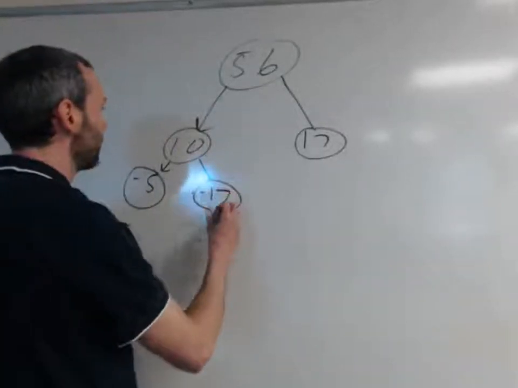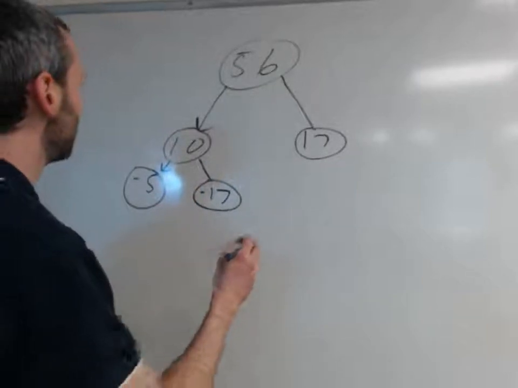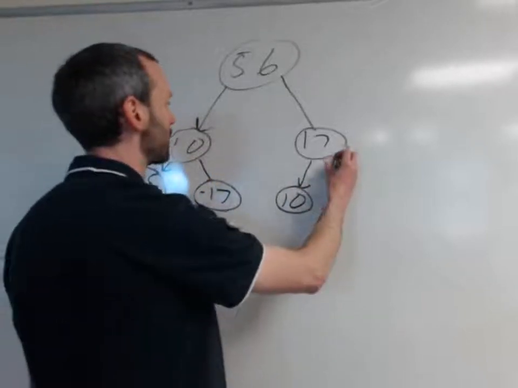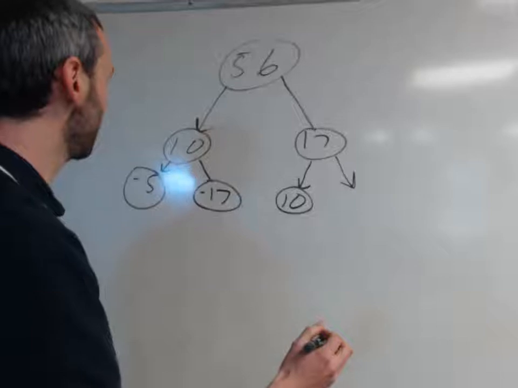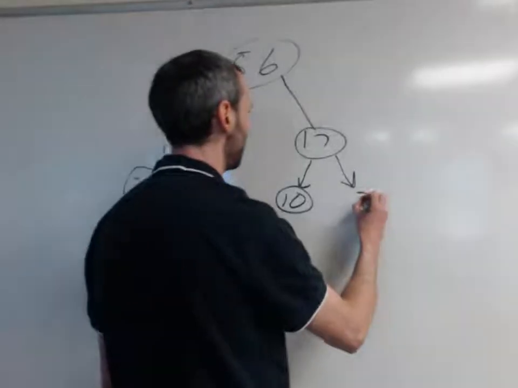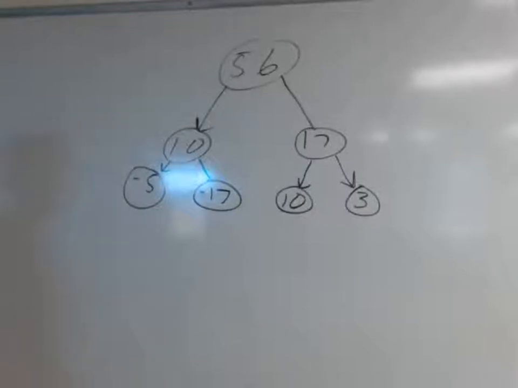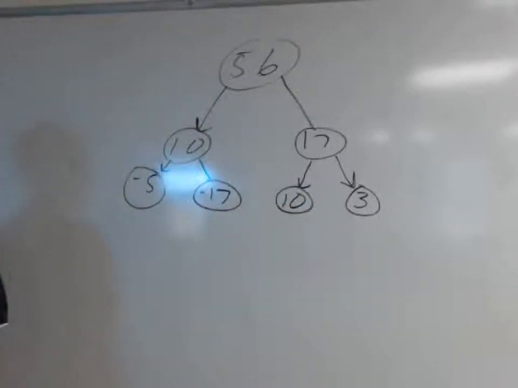8. 10. You want another 10? Hang on a second. Yeah, so we can put a 10 right here. And then what's another one? 3. Let's go with 3. I like that. Okay. Is that a heap? Yes. So it's balanced, it's left justified. Every node is larger than all of its children. Notice that this is definitely not a binary search tree.